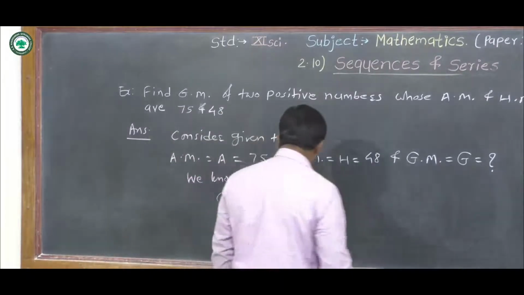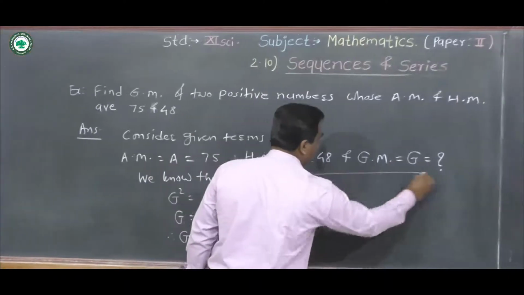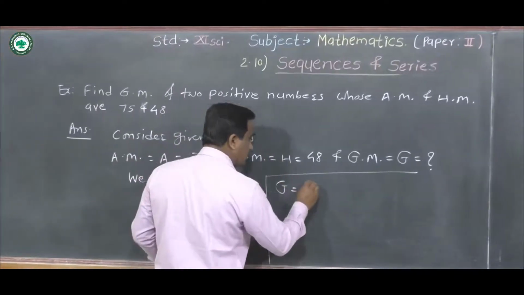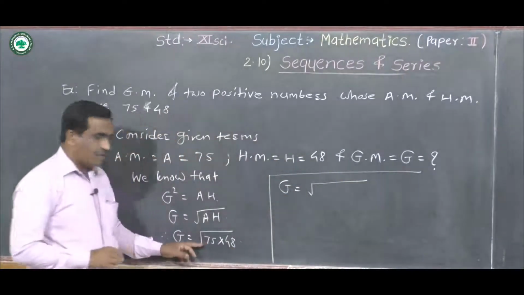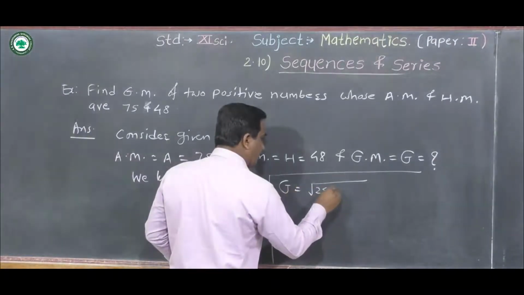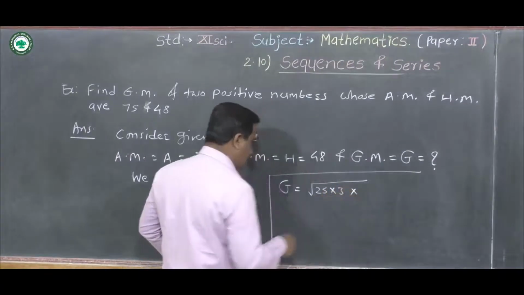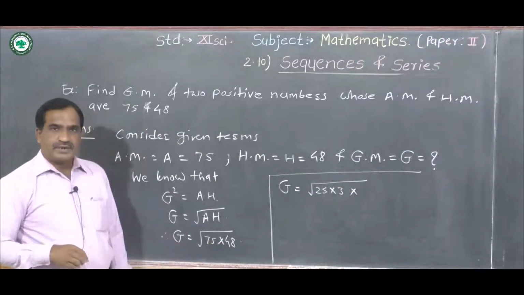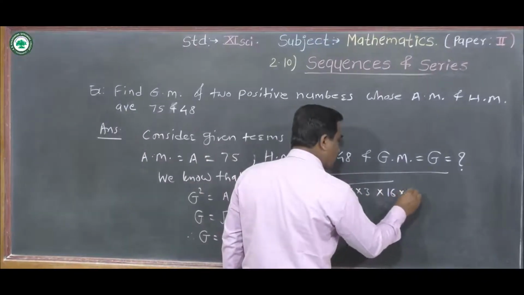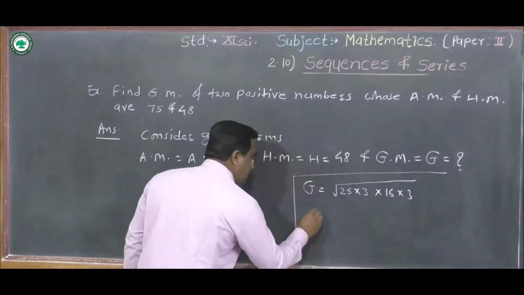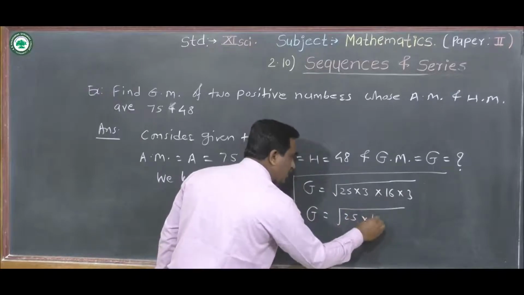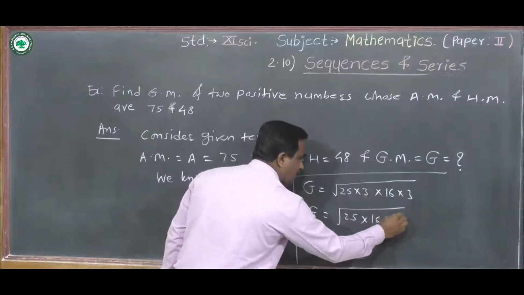Now solving this, we can write G is equal to under root 75 into 48. 75 means 25 into 3, 25 3s are 75. 48 means 16 into 3, 16 3s are 48. We can write here G is equal to under root 25 into 16, and this 3 into 3 means 9.